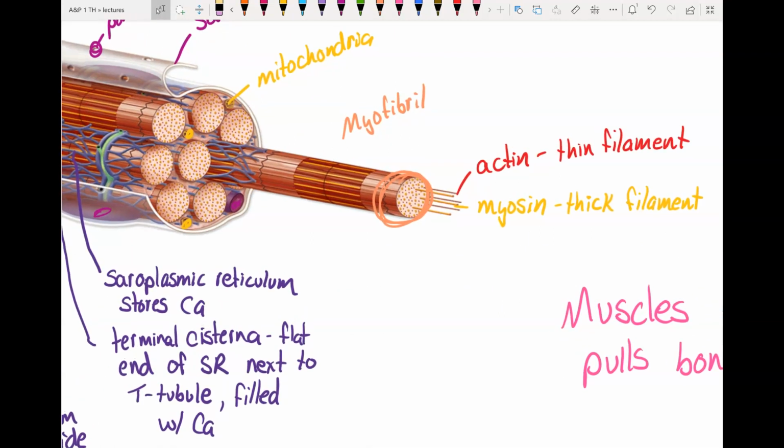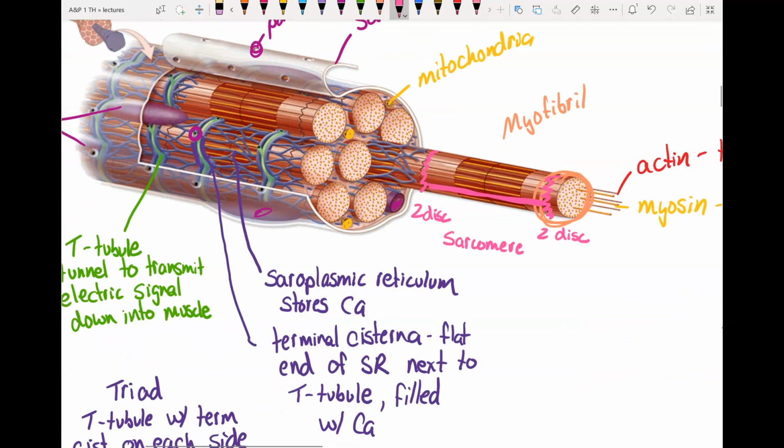If we look here at our myofibril, you have right here this zigzag line, and you have another zigzag line right here. Those zigzag lines are Z-disc. And you have another one here. The area from one Z-disc to the next is a sarcomere. So everything in between these two Z-discs is a sarcomere. And that repeats, so it goes on all along the tube.